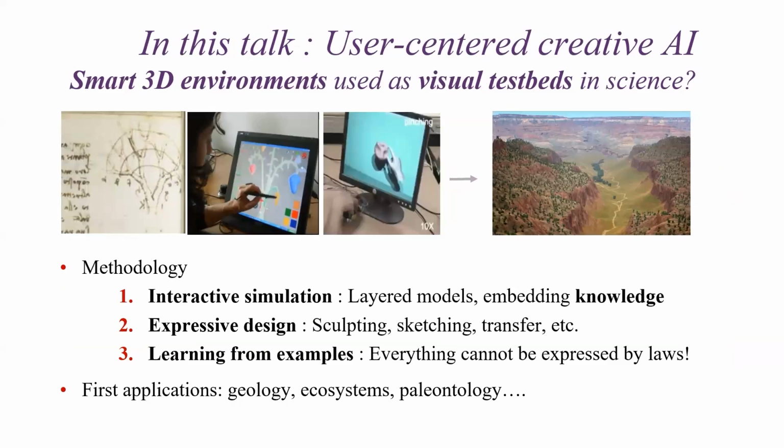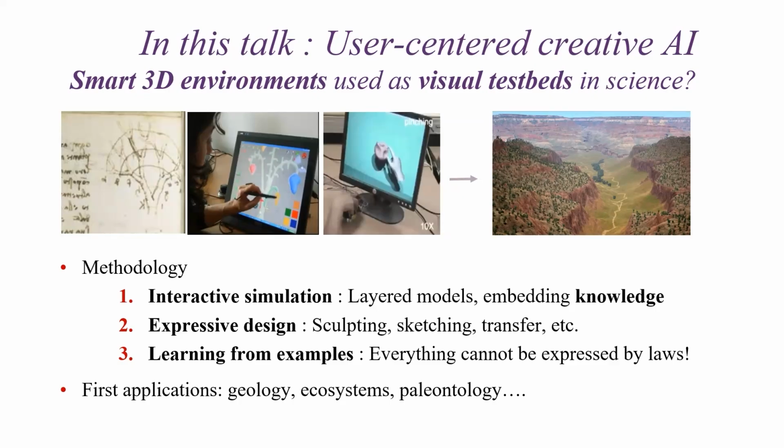In this talk, a previous version was called user-centered creativity. It really says that. Could we use smart 3D environments as a visual testbed in science, or if you like, to help scientists express their mental vision of the phenomena they study? For this, I will first introduce a methodology that we already had for modeling 3D shapes and 3D environments in computer graphics, and then explain the first applications that I did with scientists of other disciplines. So we will go through a wide set of applications. Sorry, I will not go into a lot of detail, as I am not really a mathematician like you.